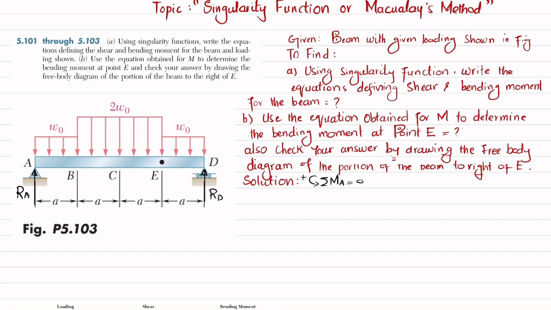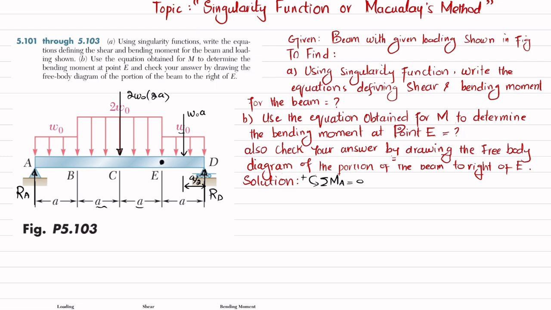You can see W naught acting over here, and when we convert this W naught into a point load, it will be equal to W naught times the length over which it acts, which is A, and this acts at a distance of A over 2 from point E. Now the 2W naught, when converted into a point load, will be equal to 2W naught times the length over which it acts, which is 2A, and that will act at a distance of A from point E.